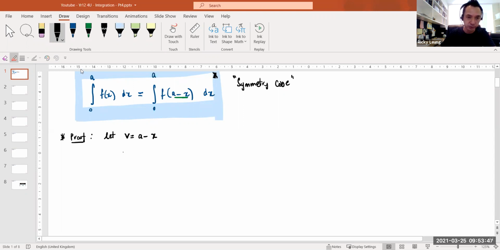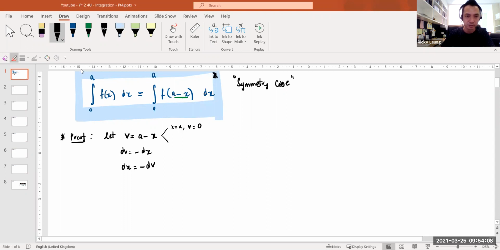So first thing I'm going to do is say dv equals negative dx, then dx equals negative dv. So I'm going to sub that into there. I'm going to sub v into here. And also, let's change the limits as well. So when x equals a, v equals 0.